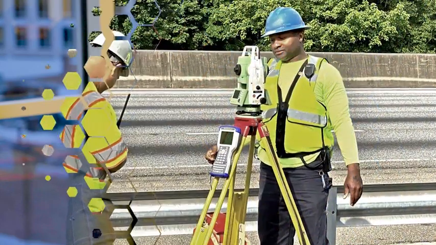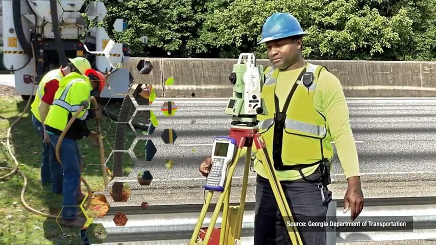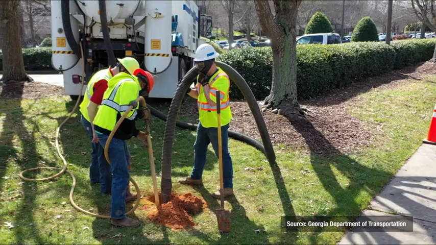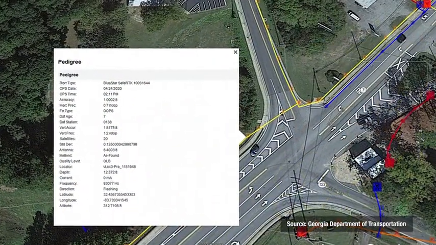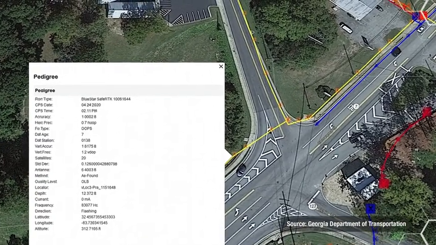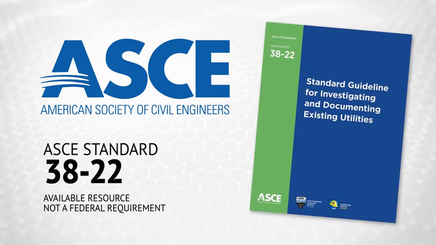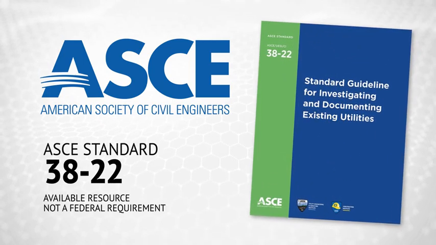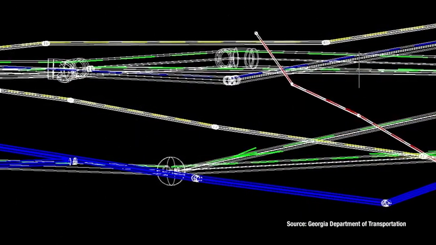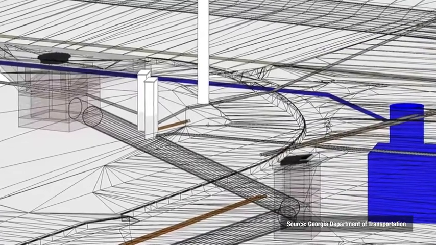A typical SUE study includes mapping utilities at defined quality levels, identifying potential conflicts, evaluating utility conditions, planning relocation or design adjustments, and communicating accurate information to project stakeholders. The American Society of Civil Engineers has developed a standard of practice for SUE investigations called ASCE 38-22. By applying these standards during project development, agencies can reduce uncertainty before construction begins.